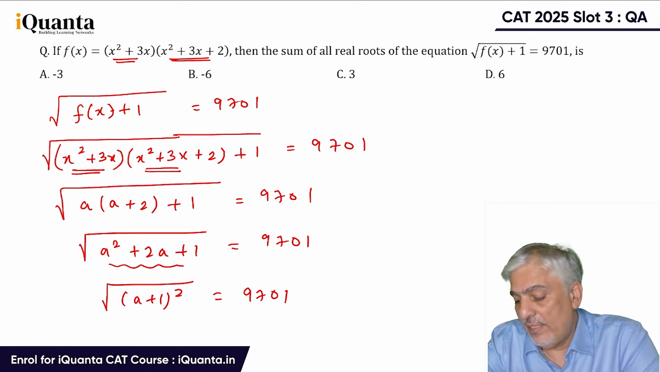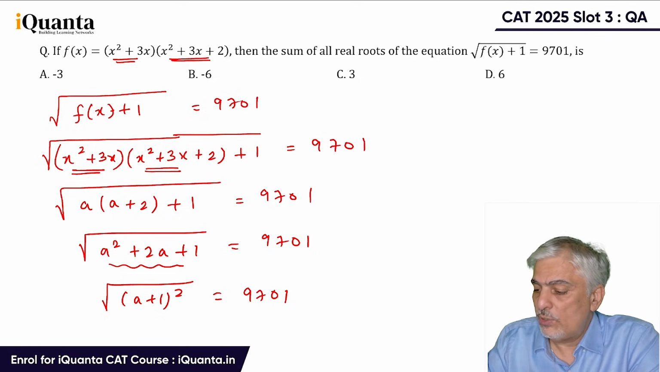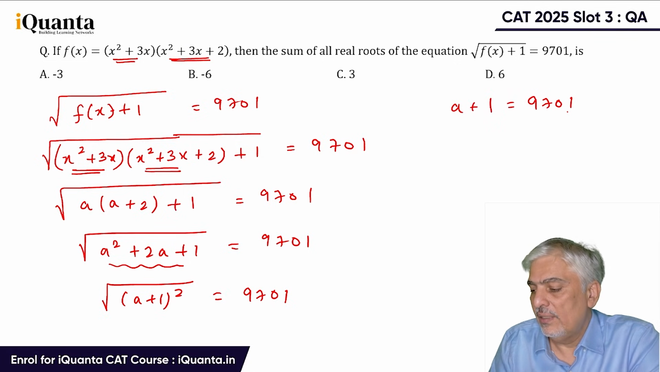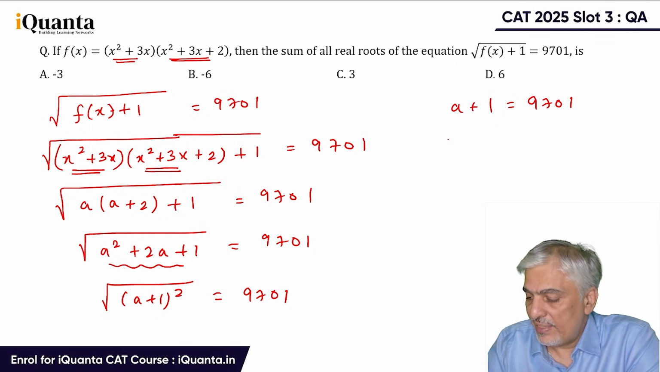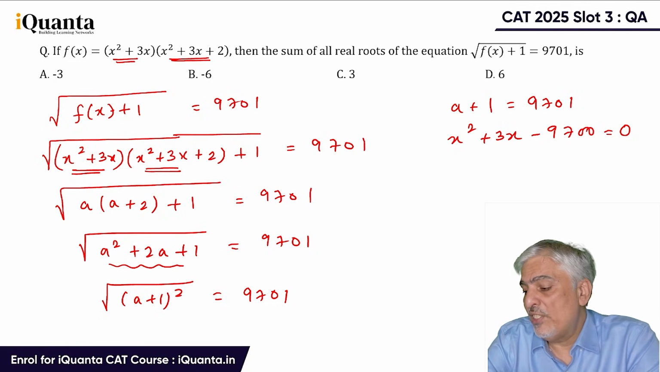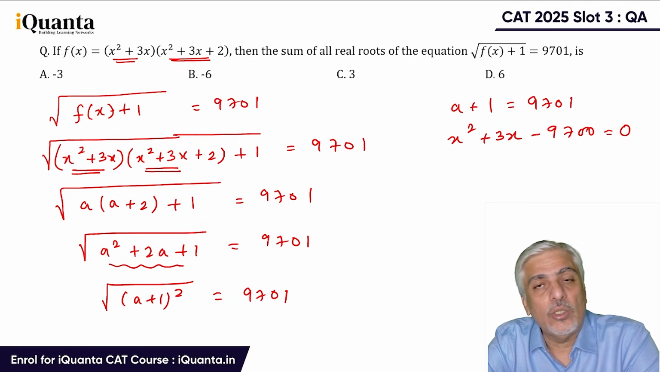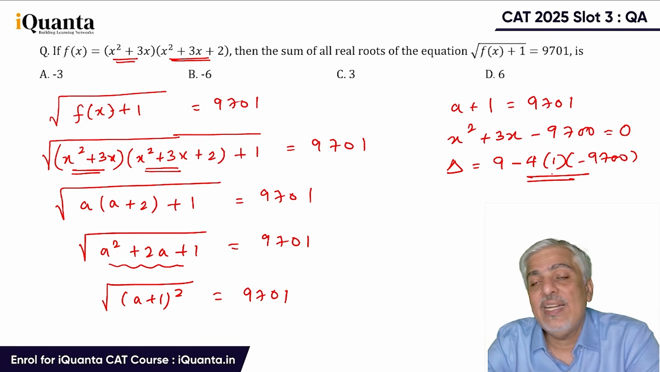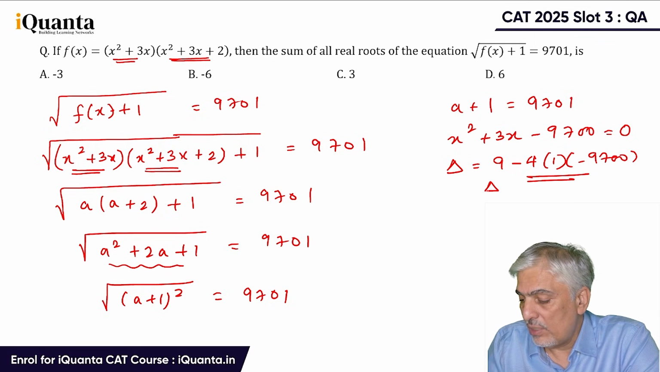So a plus 1 the whole square and the square root will go away. So we'll get a plus 1 is 9701. So a is 9700. That means x square plus 3x minus 9700 is 0. Please don't try to solve this out. We just need to check whether delta is greater than 0 or not. Yes, delta will definitely be greater than 0 because b square minus 4ac, this will also be positive, plus 9 will be greater than 0. So delta will be greater than 0.